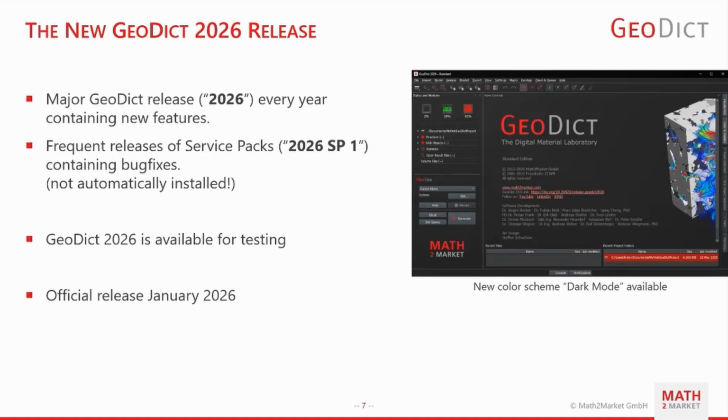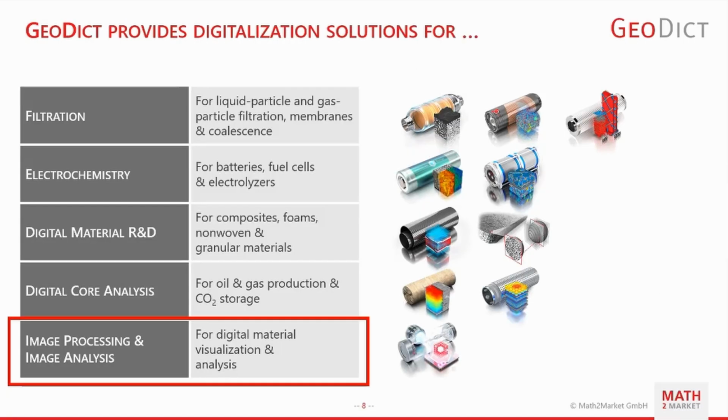In this talk, I would like to show the feature highlights of GeoDict 2026. And one of the features is already visible on the right side. It is possible to use the dark color mode in the GeoDict user interface. So we will look at the new features sorted by business area.